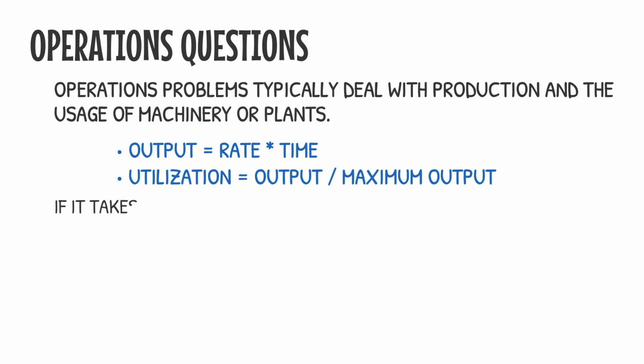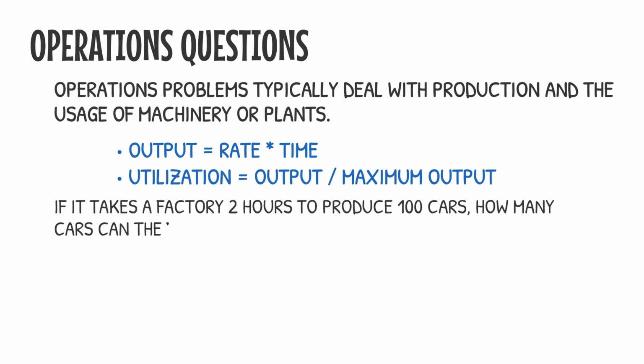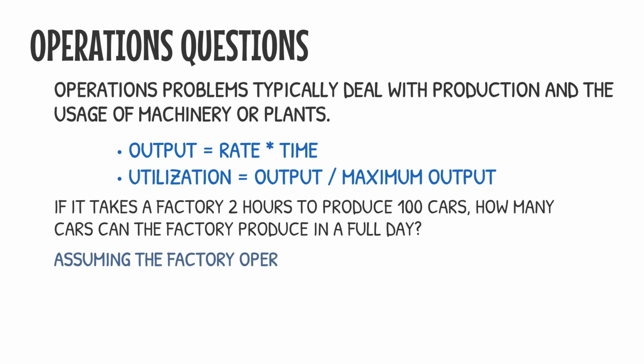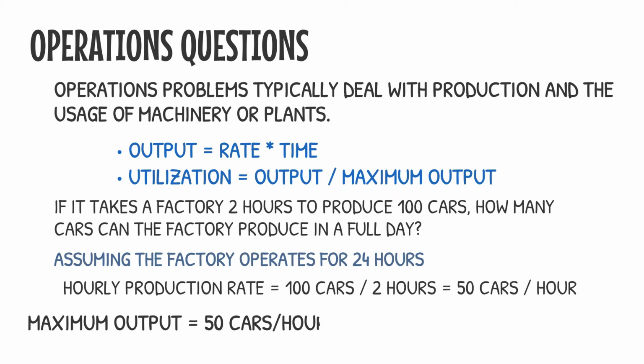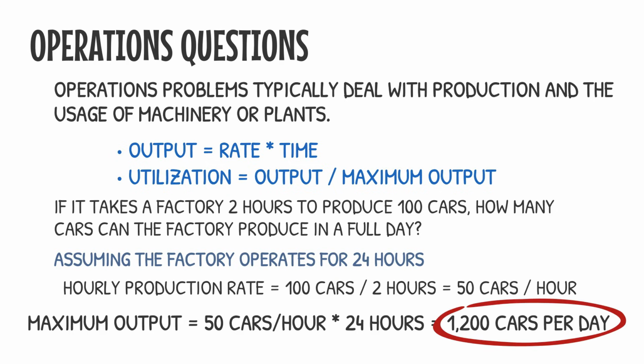Example: if it takes a factory 2 hours to produce 100 cars, how many cars can the factory produce in a full day? Assuming the factory operates for 24 hours, we can calculate the hourly production rate by taking 100 cars and dividing it by 2 hours. This gives us a rate of 50 cars per hour. Therefore, the factory's maximum output in a day is 50 cars per hour times 24 hours. This gives us 1,200 cars per day.